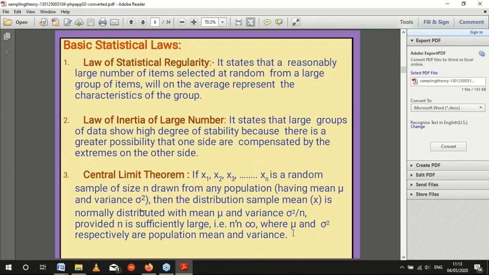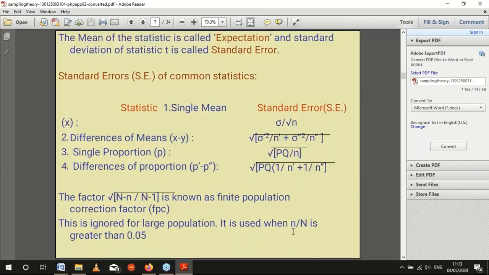Now, the mean of the statistic is called the expectation. Please let us take note. The mean of the statistic is called expectation, and the standard deviation of the statistic is called the standard error. Please let's note this. We'll be doing some calculations.